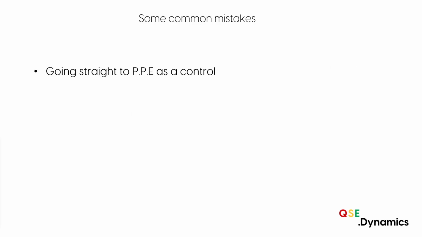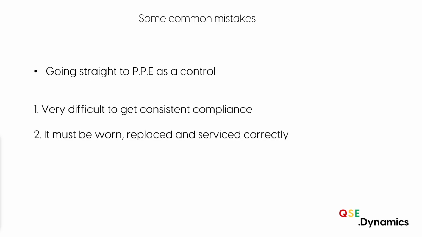Another common one is going straight to PPE as a control. So we do know that from the hierarchy of controls, we do deem this as the least effective type, but the most used. And so a number of reasons why this can be a particular problem is, firstly, it is very difficult to get consistent compliance. Typically, when it comes to things such as hearing protection, eye protection, you will see a mixed level of compliance. It has to be worn, replaced and serviced correctly.